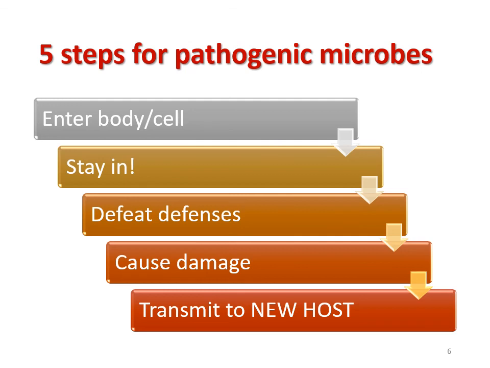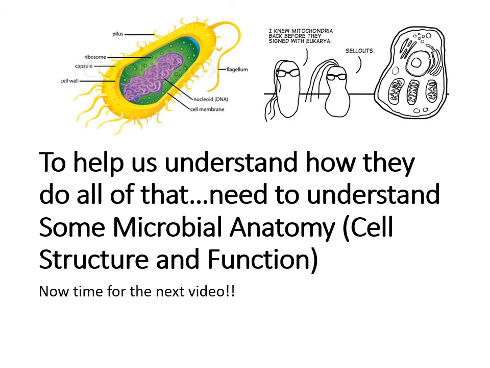The last thing they have to do to be a true pathogen is transmit to a new host. Okay, because think about it. If this little bacteria only made one person ever in all of history sick, who never transmitted to any other hosts, well, then we wouldn't really know about it, and we wouldn't really consider it a pathogen or a problem. Okay? So just remember, in order to be a pathogen, a microbe must enter, stay in, defeat your defenses, cause damage, and then transmit to a new host. Now, in order for us to really understand how exactly microbes are able to be good or how exactly they're able to be bad, it's really important to know about their anatomy, basically the different structures and functions that they have that can then make them either really helpful or really problematic.